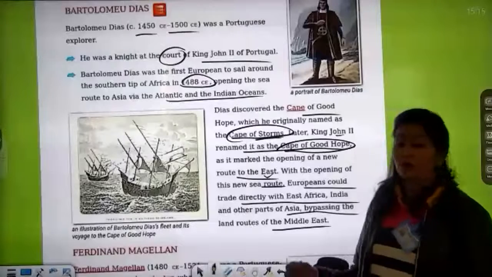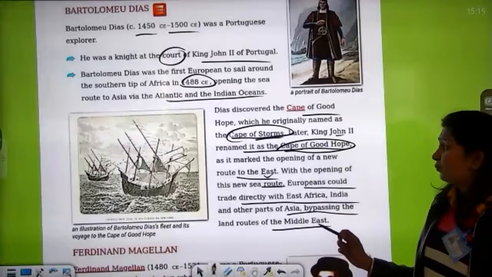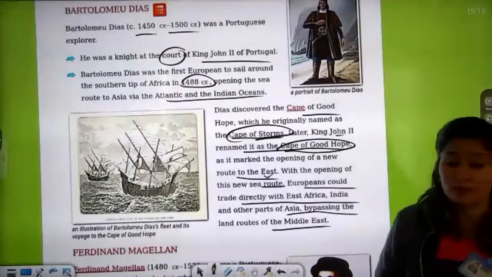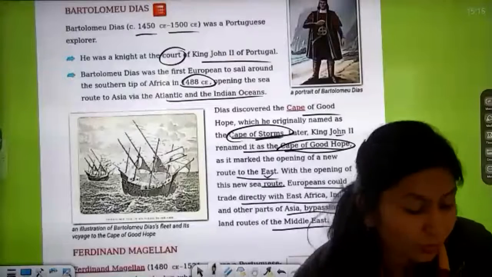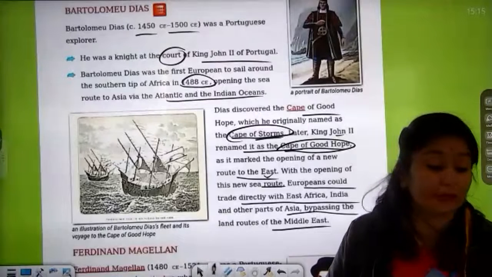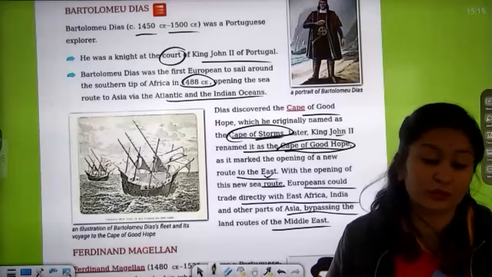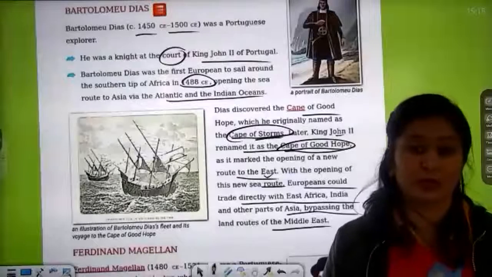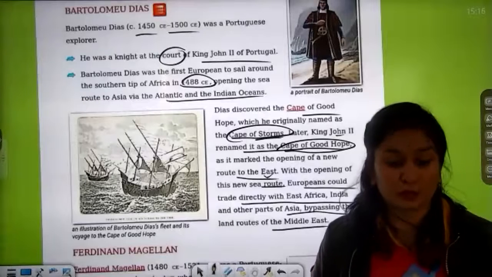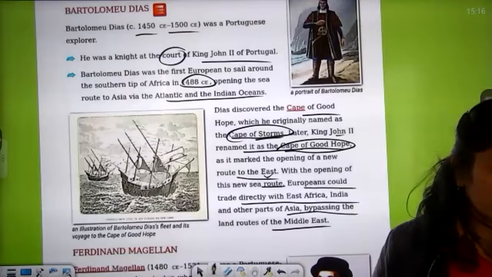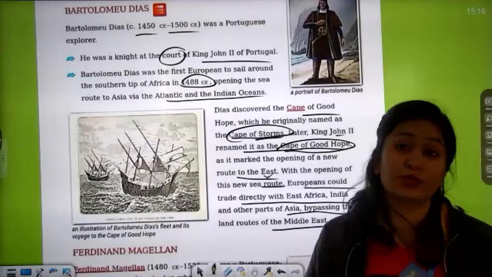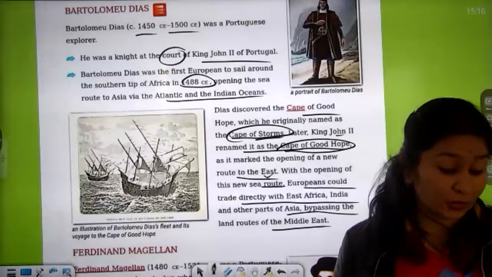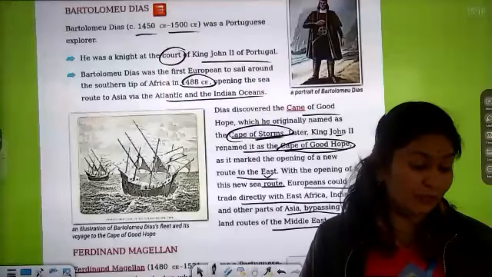Yes. So you can see Bartholomew Dias, with the opening of this new sea route to the east, you know what happened? You can see in your books, Europeans could now directly trade with East Africa. Now they could directly trade. They did not need any mediator in between, and they did not need any other sea routes or land routes. Earlier they had very difficult and long routes, but now they found the direct route to the east, to Africa. Okay, so not only East Africa but India also, and other parts of Asia also, bypassing the land routes of the Middle East.